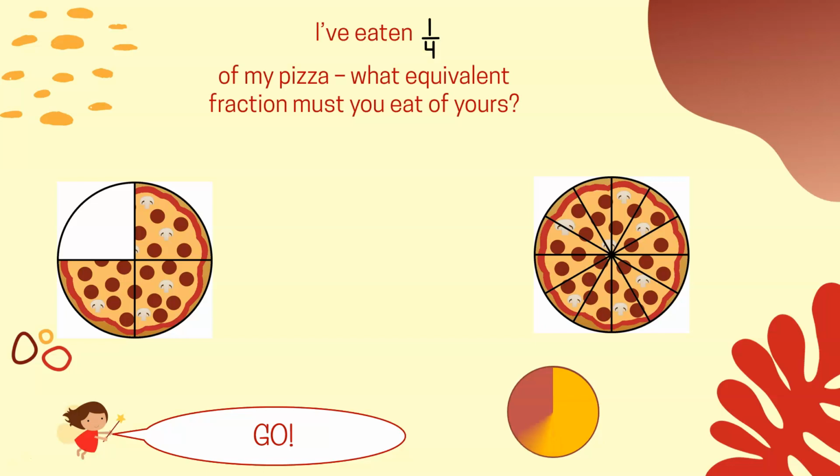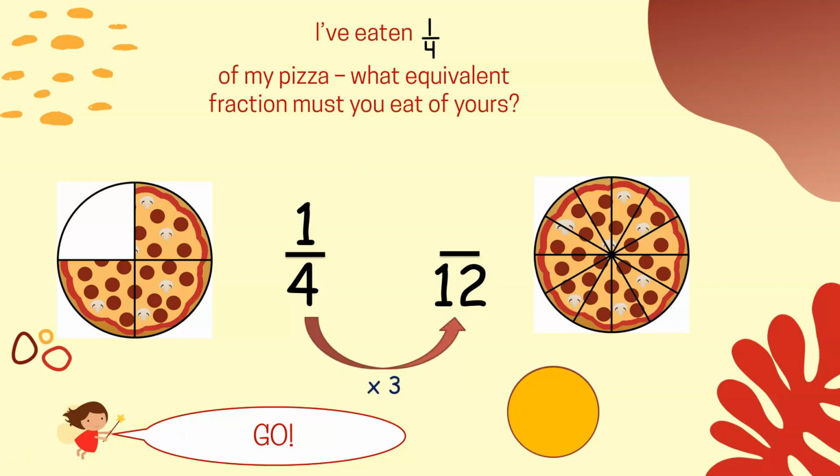We're halfway there. Have you got it yet? That's it. Time's up. So I've eaten 1/4 of my pizza. What equivalent fraction have you eaten of yours? Okay, we've got 12 slices, so that's our denominator. What do we have to multiply 4 by to get 12? 4 times 3 is 12.